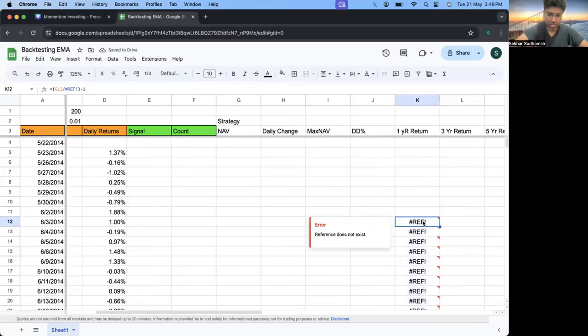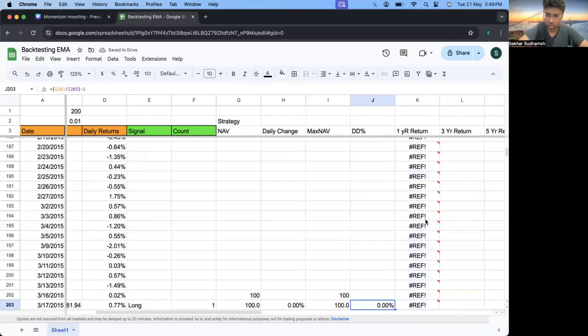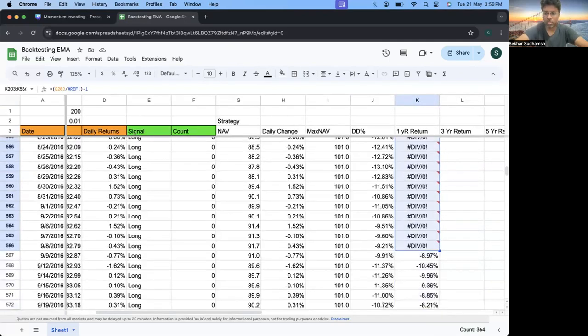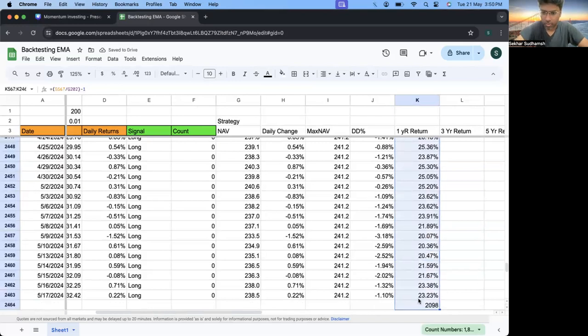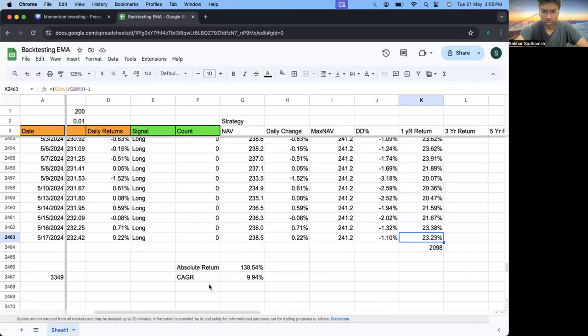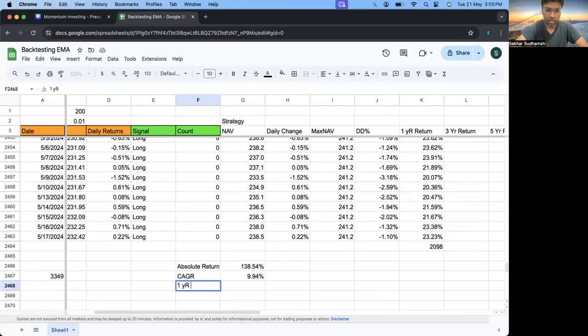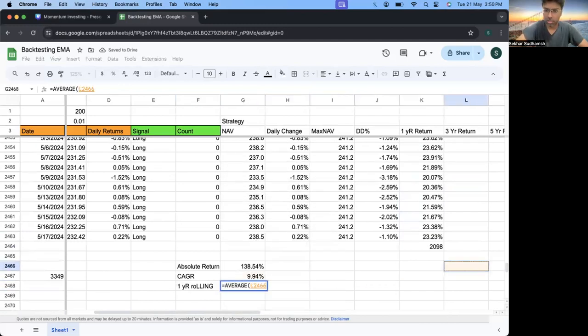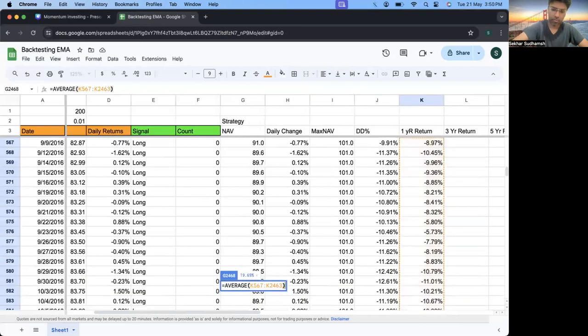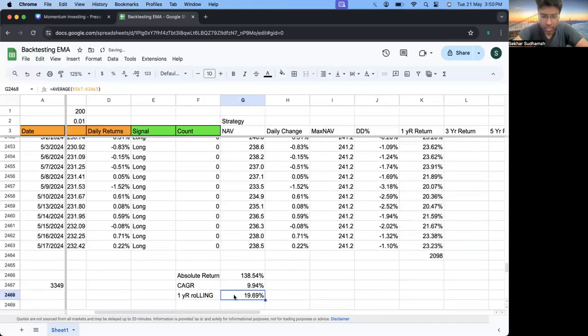If you get this reference, it means that there is no record, so we can easily delete it from these numbers. Now I have the data of all 1-year returns. So let me calculate the 1-year rolling return, which is nothing but the average of all such 1-year returns. Now, if you see, the picture has changed. The 1-year rolling returns are way different than CAGR.